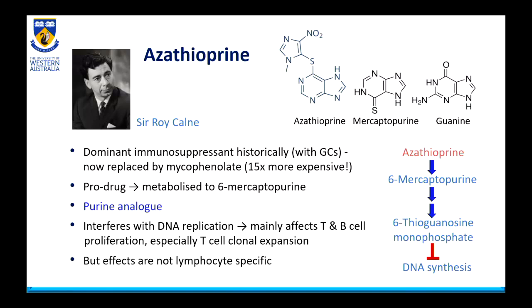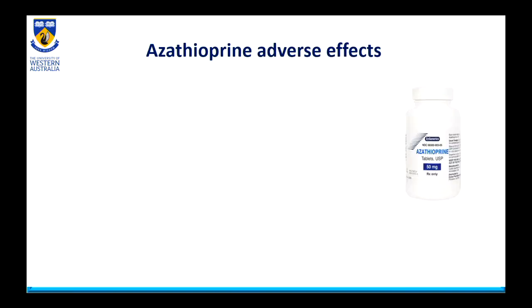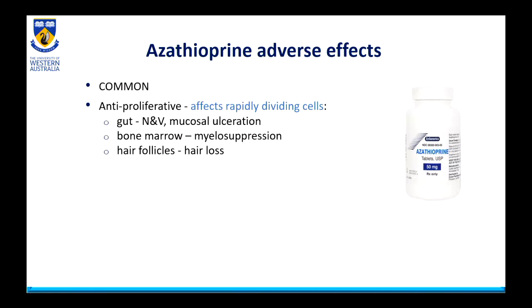But the effects are not lymphocyte specific, so it does have effects on other cells we don't want it to have an effect on. And as such, it has adverse effects, and these are very common. So it's anti-proliferative and affects rapidly dividing cells. So cells that we want to have rapidly dividing, it kills off. You can also imagine azathioprine is also used as a chemotherapeutic agent, okay, in different doses.